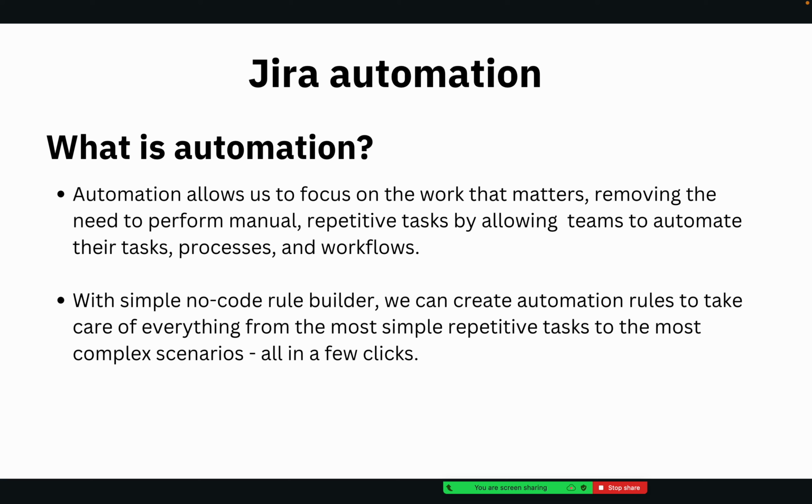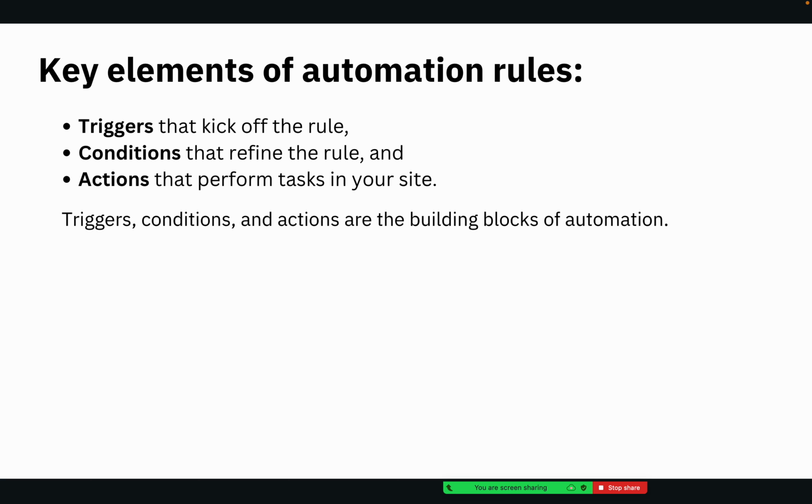So if you talk in the context of Jira, the same thing. It allows us to focus on the work that matters, removing the need to perform manual repetitive tasks by allowing teams to automate their task process and workflows. With a simple no code rule builder, we can create automation rules to take care of everything from the most simple repetitive task to the most complex scenarios, all in a few clicks. Like we are editing and creating our workflow, similarly you can automate the process or workflow.